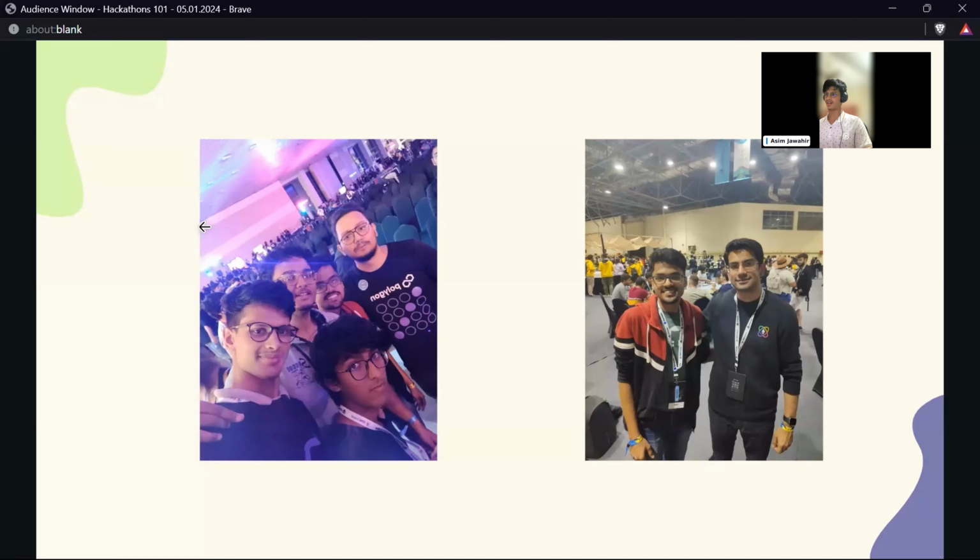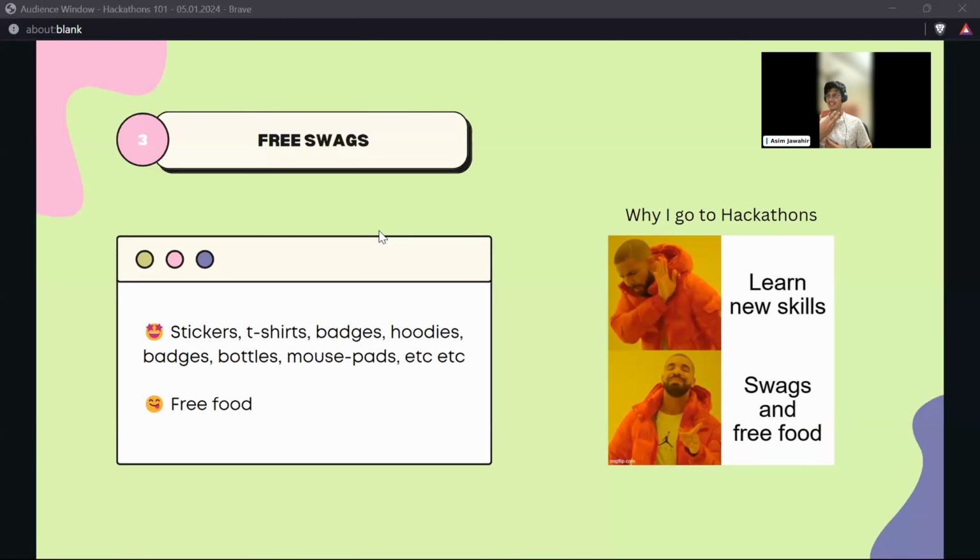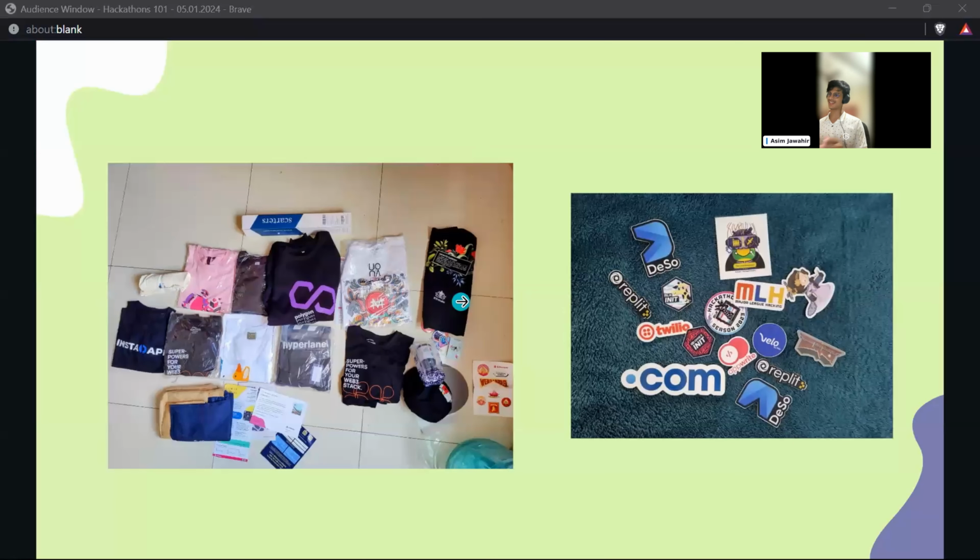Okay, next slide, please. And the best part is free swag. You get free stickers, t-shirts, badges, hoodies, bottles, mouse pads. What is better than free swag? The swag they give is really high quality too. I have swag that is more than a year old, still in my wardrobe, and I wear it almost daily. The bottles are really good. So if you're looking to equip your wardrobe with some cool clothes, hackathons are the way to go.